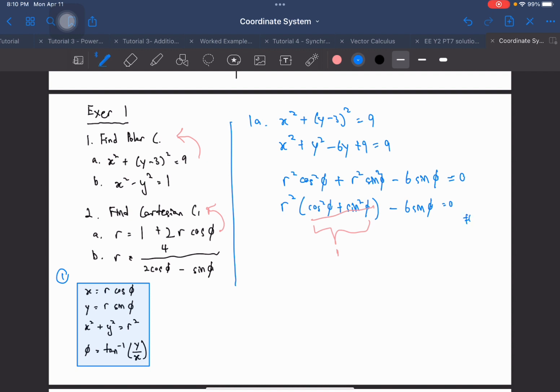Okay, how about the second one? x squared minus y squared equals 1. Just substitute it in. r squared cos squared phi minus r squared sine squared phi equals 1, and we are done.